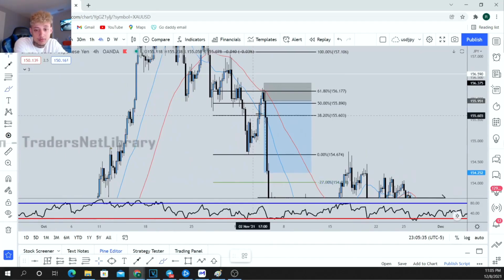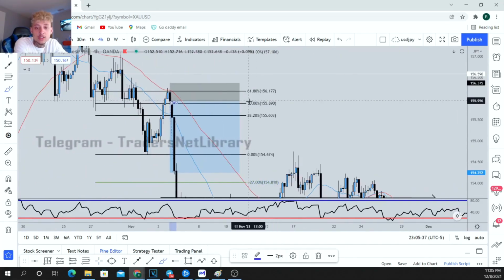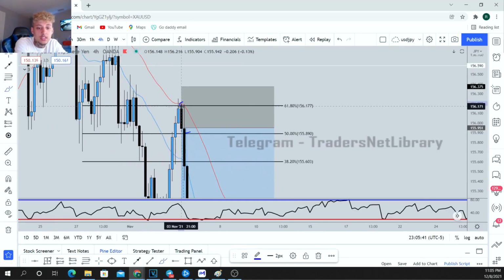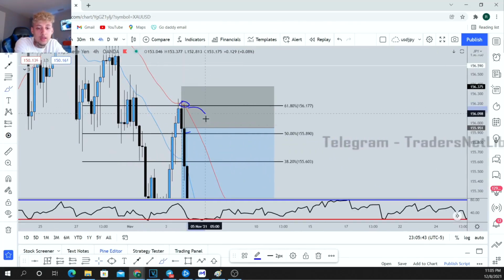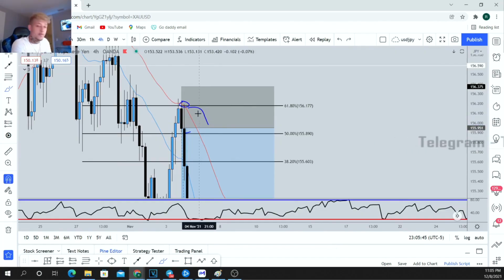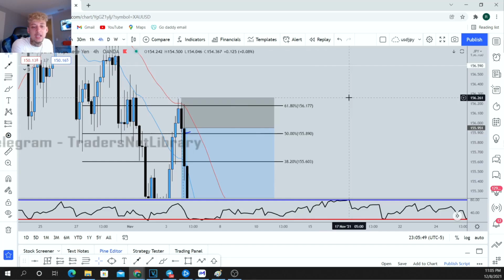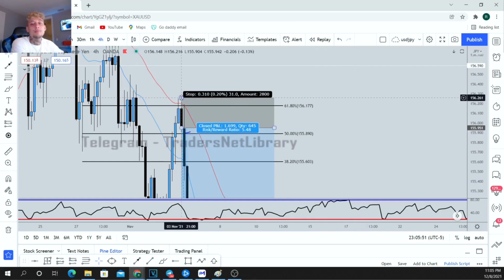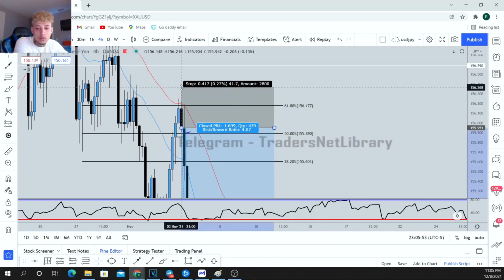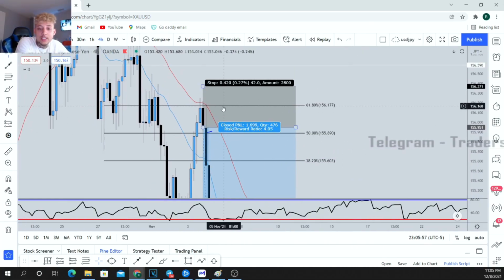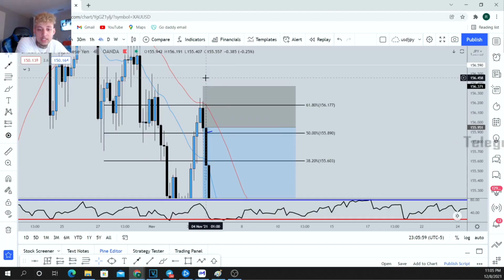Because remember, in a situation with fibs, notice how price came all the way back to the 618 before rejecting and then continuing to go down. If you would have had your stop loss too tight, you could have even possibly been taken out by the spread, depending on the broker you're trading on, right? So if you take a trade off the 618, your stop loss has to be above the 618.